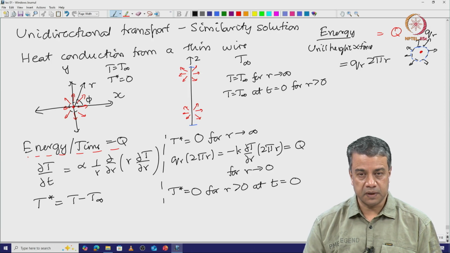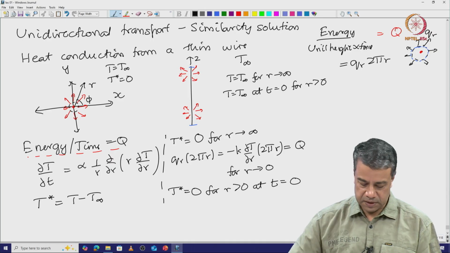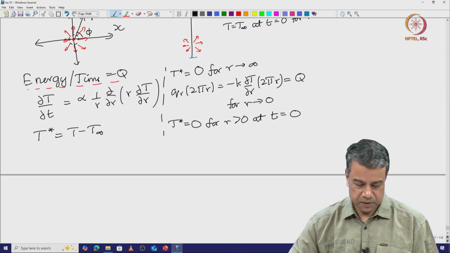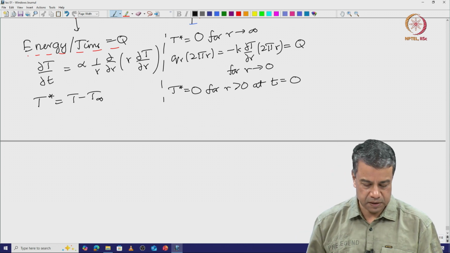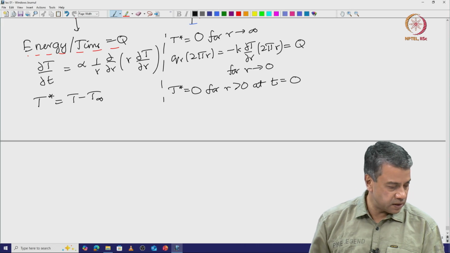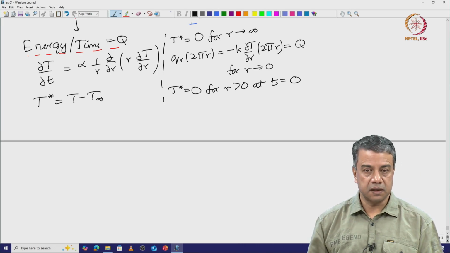When you have just switched on the heating of the wire, the temperature everywhere is equal to 0, T star is 0, or T is equal to T infinity. So, these are the boundary and initial conditions that I have to use.